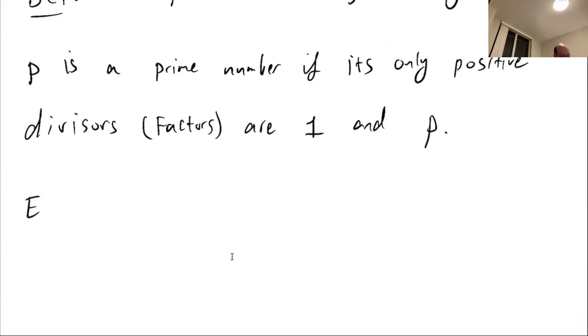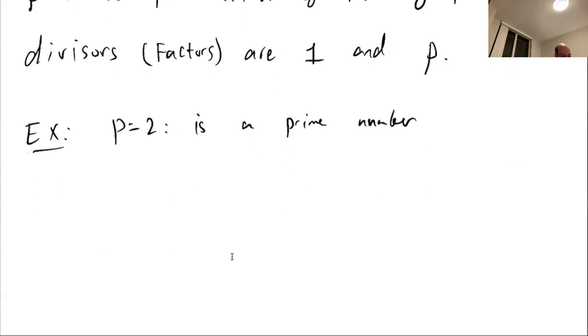So for example, p equals 2. Is 2 a prime number? It is a prime number. Why? Again, because the only divisors or the only factors of 2 are 1 and 2. So 2 is only divisible by 1 and only divisible by 2 and nothing else. What about, let's say, p equals 3?